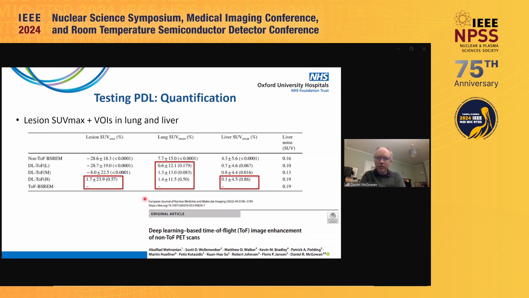So then we looked at quantification as well in all these patients. Obviously lesion SUV max, the lesions that were scored. The highest level of the algorithm wasn't significantly different to the time-of-flight scan. These ones are significantly lower, but you can see the non-TOF is about 30% lower, similar to the lowest level of PDL. Medium is only -8%, and then this is significantly similar. And then lung SUV mean, pretty similar for all the PDLs. And liver SUV mean, similar for the high PDL, and only very slightly different for the other levels of PDL.